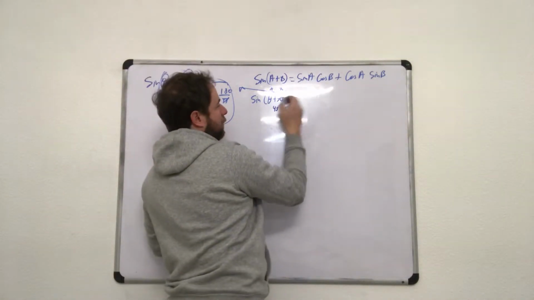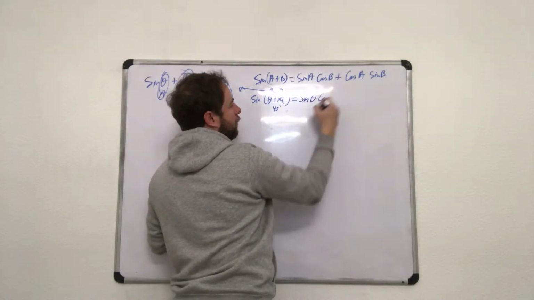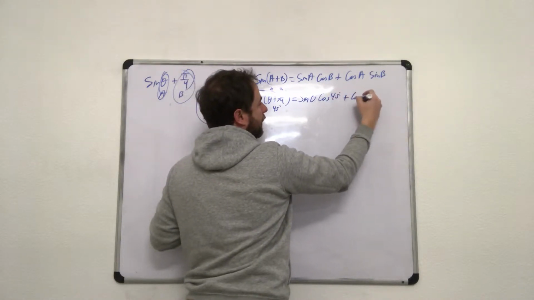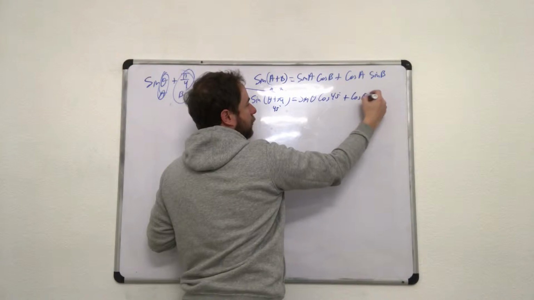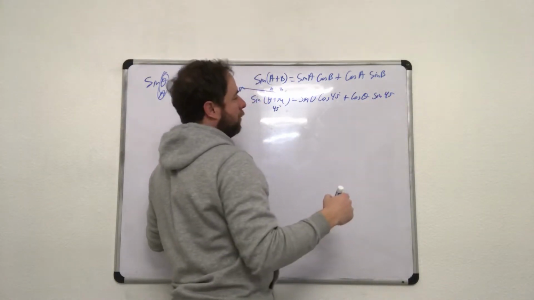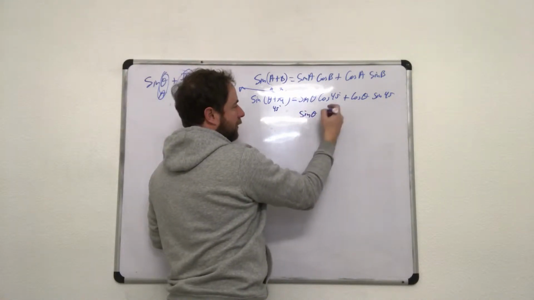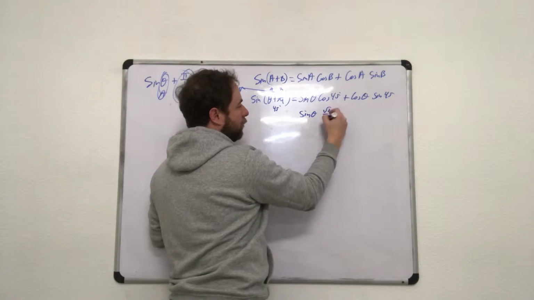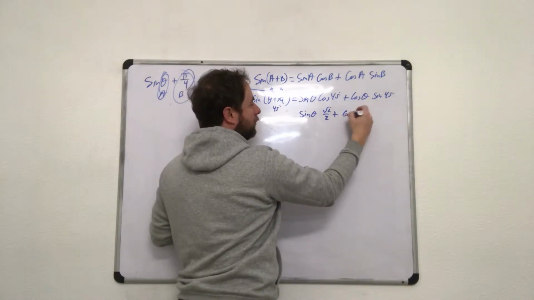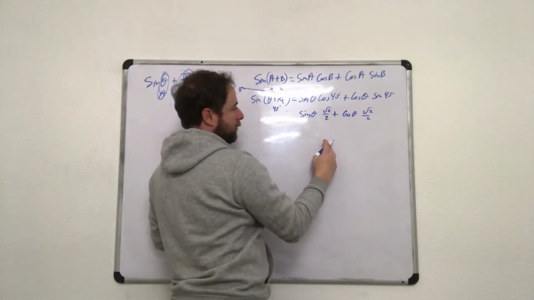So sine A, what's A? A is theta. So anytime you see A, you're going to put theta. Cosine B, what's B? B is 45 degrees. Plus cosine A, whenever you see A, you're going to put theta. Sine B, whenever you see B, you're going to put 45. Sine theta, we don't know, we're just going to leave it as sine theta. Cosine 45 is root 2 over 2, which is 0.707 when you put it in your calculator. Plus cosine theta. Sine 45 is root 2 over 2, or 0.707.